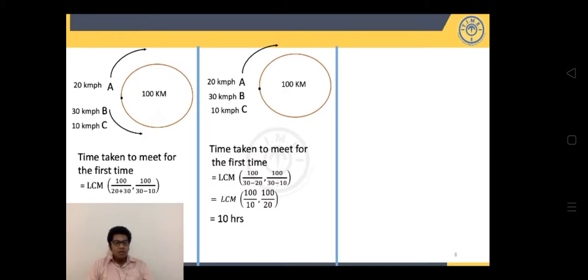Will the number 10 hours always be the same? No. For this problem, I took an easy number so that you can understand, so here it is 10 hours. It need not necessarily be the same.